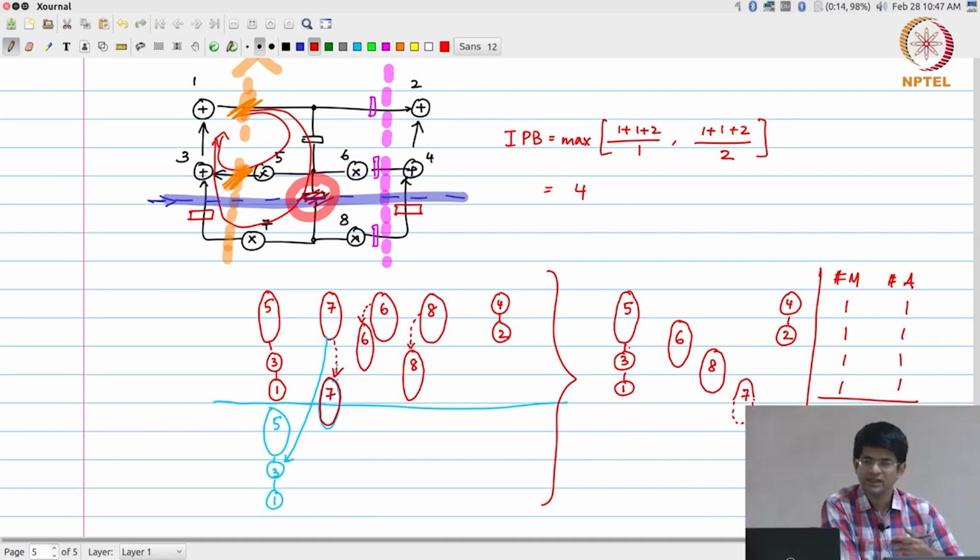So then I said, okay, what kind of transformations can I make on this data flow graph that would allow me to bring the critical path down to 4 and also to break the dependencies in such a way that I can push the multiplications to different steps and the additions to different steps.